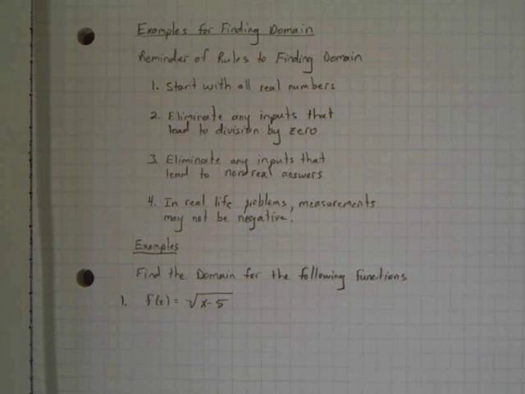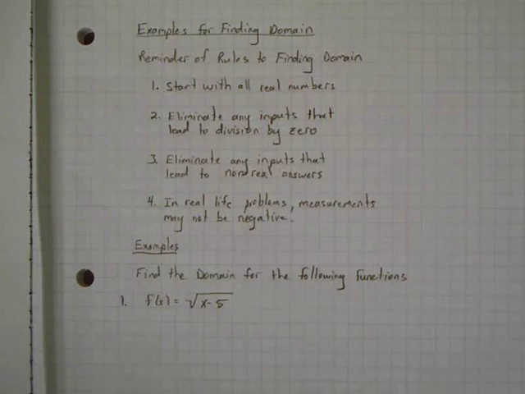And then finally, one more thing is in many real-life problems, negative numbers don't really work for measurements. For example, maybe you're trying to find the domain of the diameter of a circle. You have to be really careful with that because you can't have negative values as a diameter for that circle. So just keep that in mind as you're looking through some of the functions and some of the story problems that you'll do in the homework.